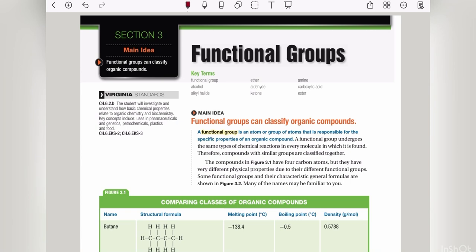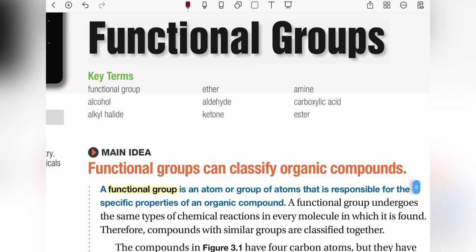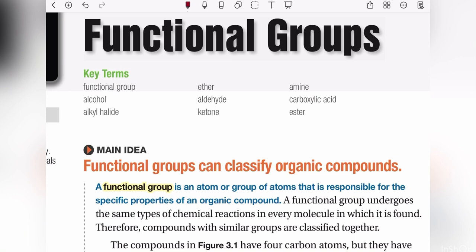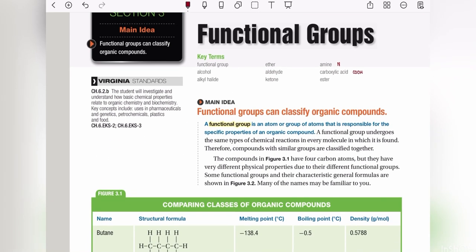So just looking at the key terms, something that might be familiar to you is amines, and amines are compounds that contain a nitrogen atom with a lone pair. So for example, NH2 would be an amine, or NH3 would be an amine. So anything with a nitrogen atom. And then a carboxylic acid is usually this compound. But we will go over all of them in more detail.